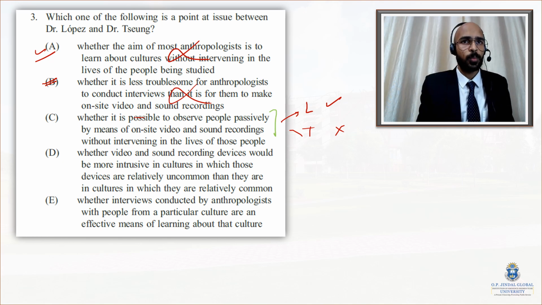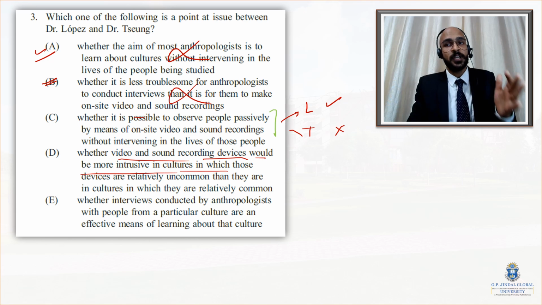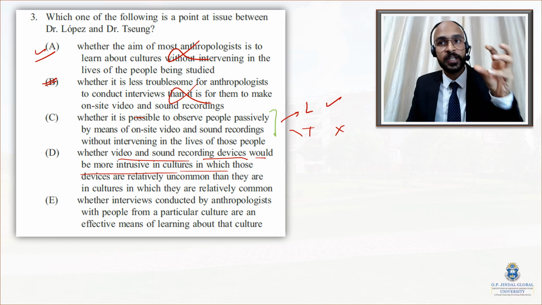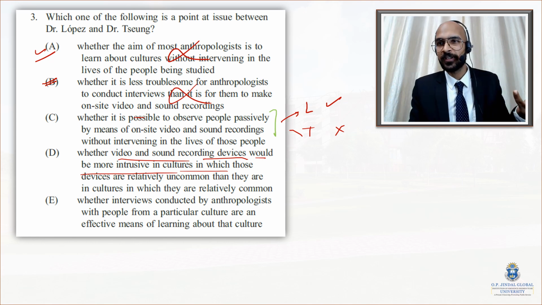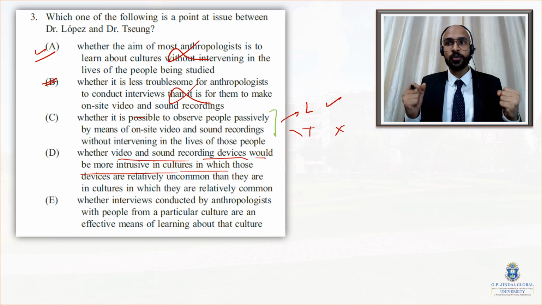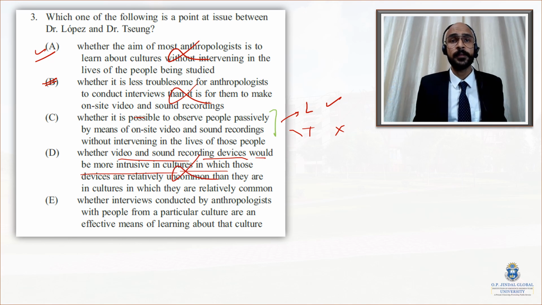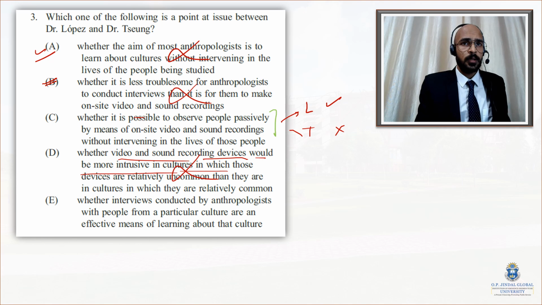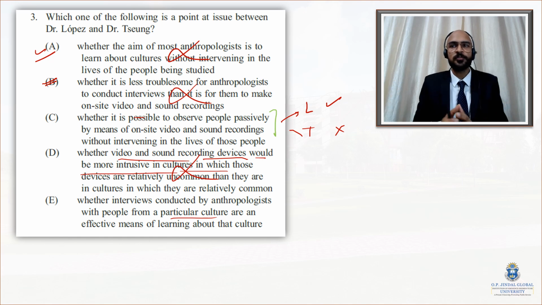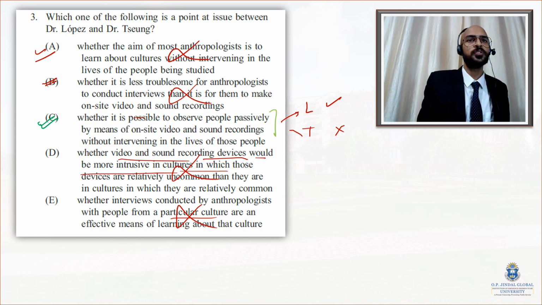Option D. Whether video and sound recording devices would be more intrusive in cultures in which they are relatively, well, this is again external information. We don't need to bother ourselves with this much. Now you see, if you've not read the stimulus carefully enough, you wouldn't know what goes beyond it. So when you're sure of what you've read in the stimulus, then the moment you see something external here, you can eliminate it. Then let's look at option E. Whether interviews conducted by anthropologists with people from a particular culture. Well, this makes no mention of culture. It does not speak of cultural differences. So again, we can eliminate option E, and therefore we are quite sure that our answer is option C.